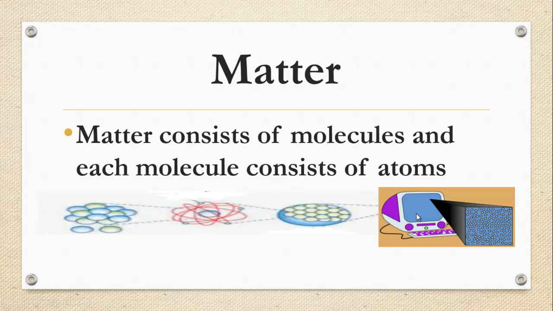Any matter consists of what? Any matter consists of a group of molecules. And each molecule consists of a group of atoms. What about the atom? Any atom consists of what? The nucleus at the center and electrons revolving around it.